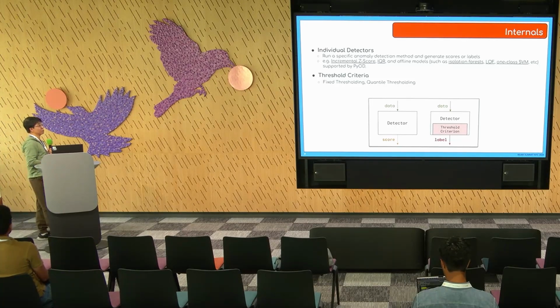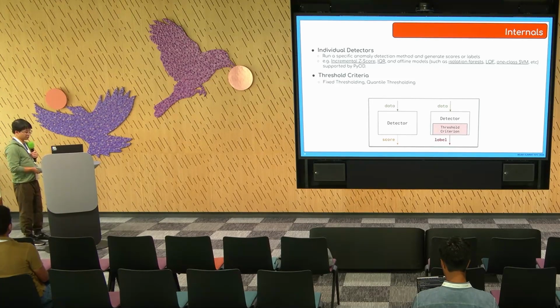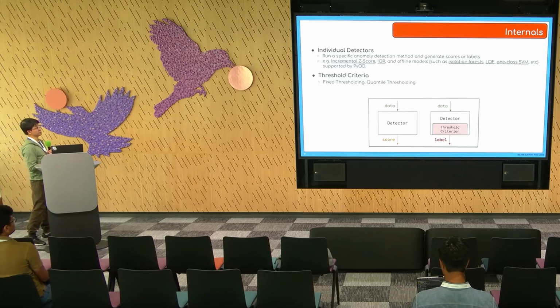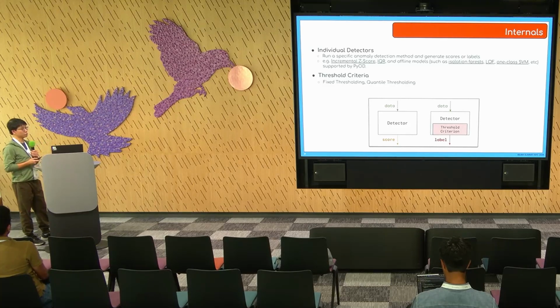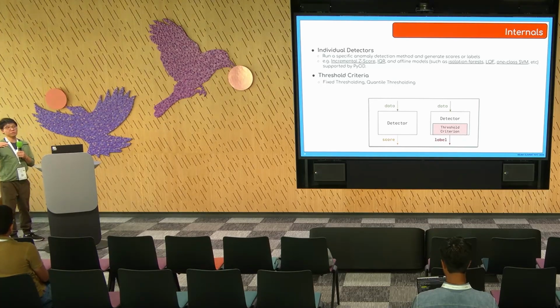Beam right now supports two different types of threshold criteria. The fixed thresholding, which of course uses a fixed cutoff, and then quantile thresholding, which uses a quantile as the threshold. For example, you can say the 95th quantile is the threshold, so everything that is above the 95th quantile, you will say that's an outlier.